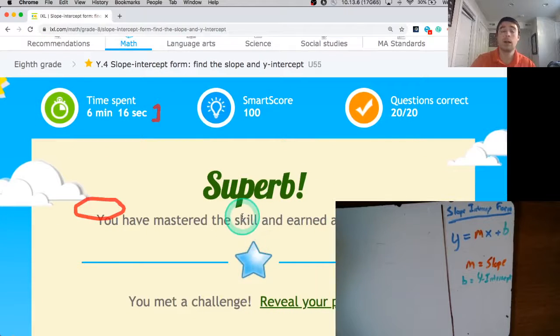Okay, cool. Like you see, that's a pretty straightforward IXL assignment. They're just preparing you for future ones where you're going to be asked to create your own graphs from these equations or find the equations that match up with graphs. And understanding the slope-intercept form is a big piece to that.